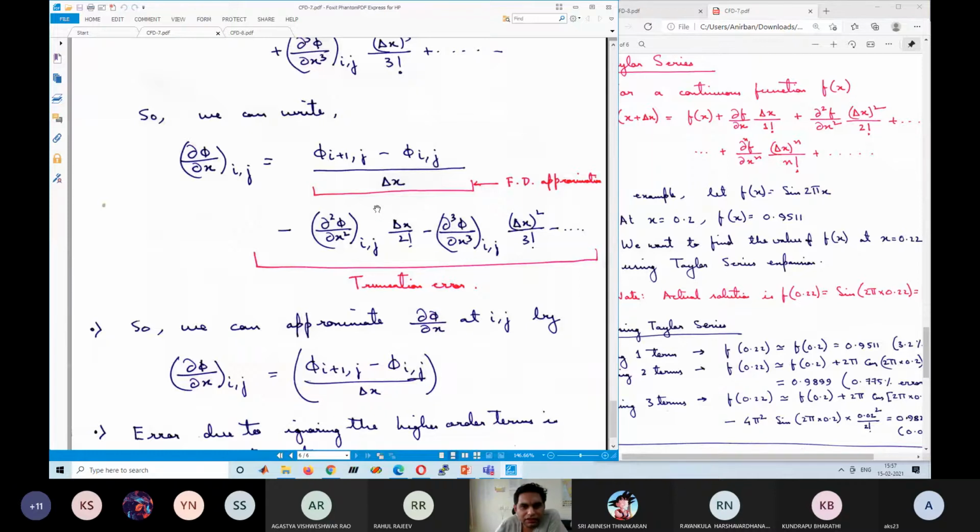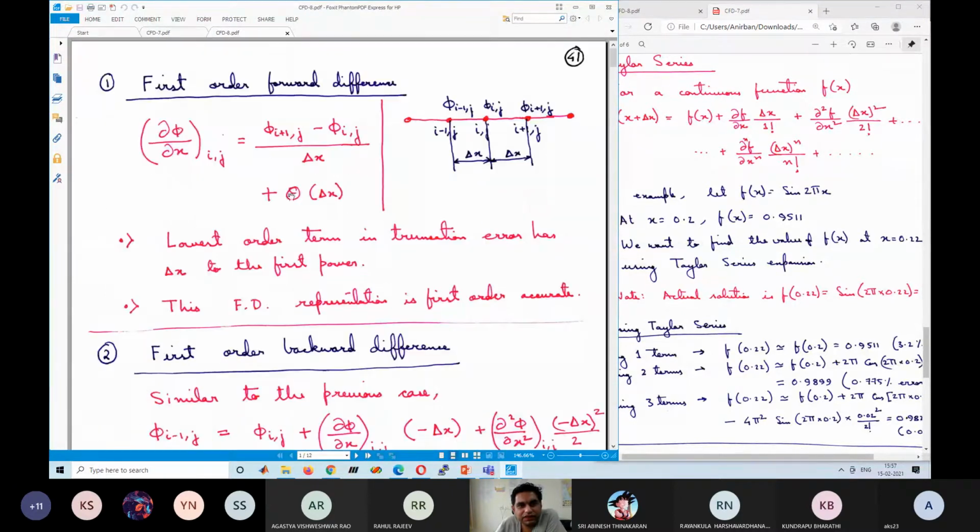So the power of the largest term for delta x is known as the order of truncation error. For this case, because it is delta x to the power 1, the truncation error is of the order of delta x. The lowest order term in truncation error has delta x to the first power. So this finite difference representation can be said to be first order accurate.